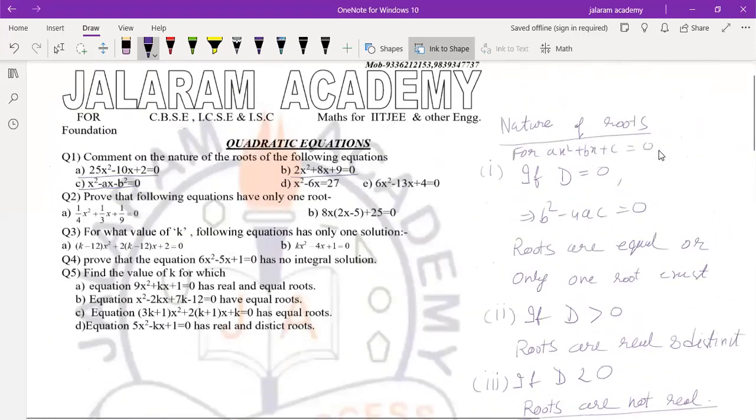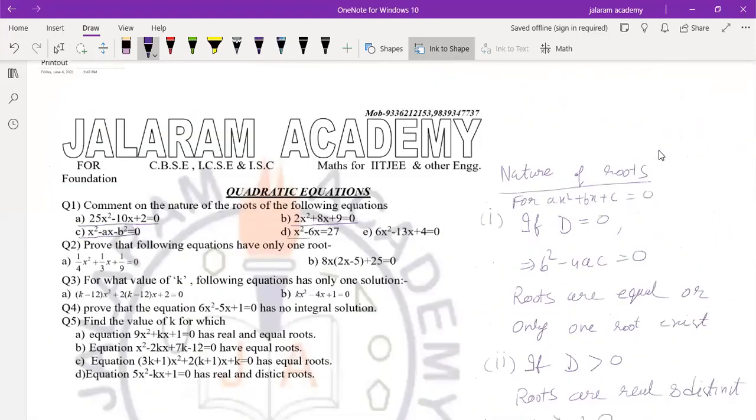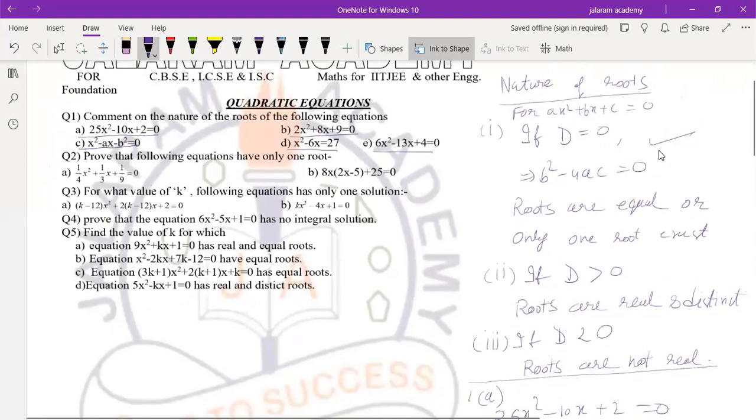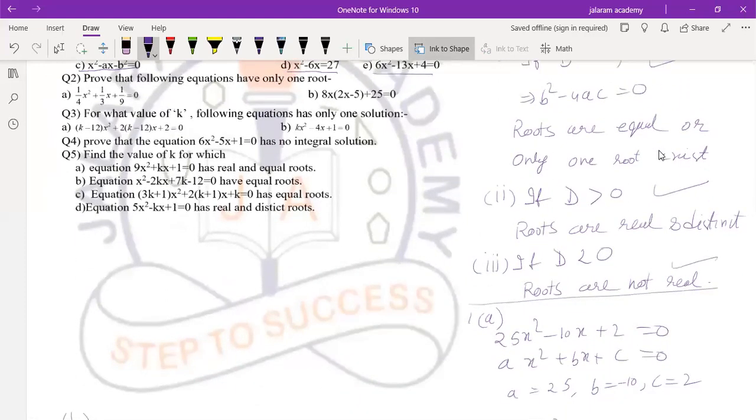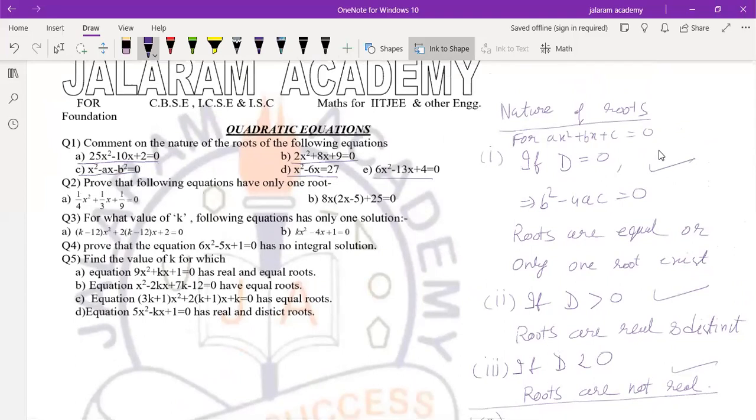Next, question number 1D. No one has doubt. 1E, very easy. We have to find only the discriminant. If it is equal to 0, roots are real and equal. If it is greater than 0, roots are real and distinct. If it is less than 0, roots are non-real. You can find the value of the discriminant by using b square minus 4ac only.